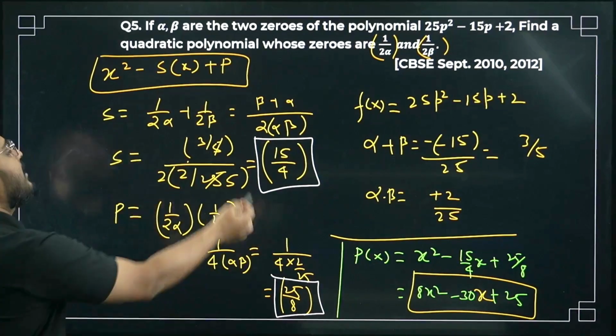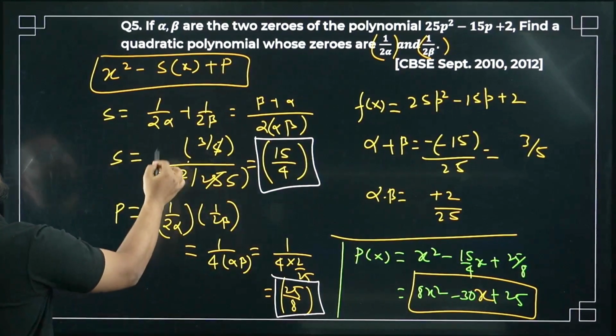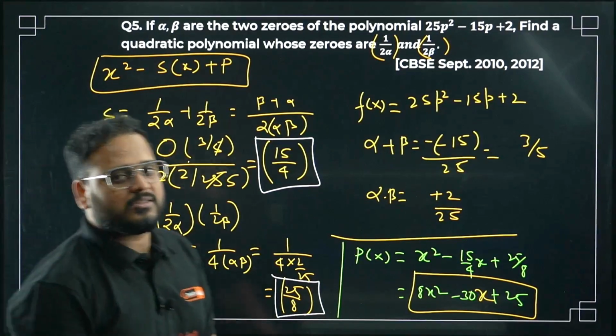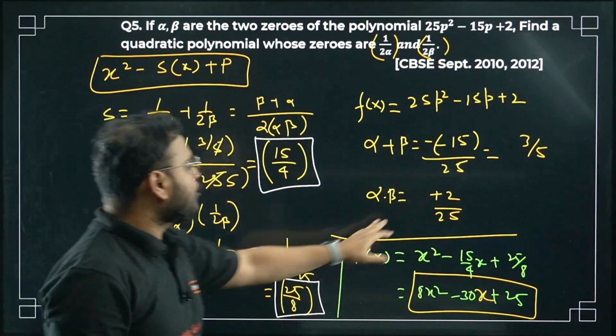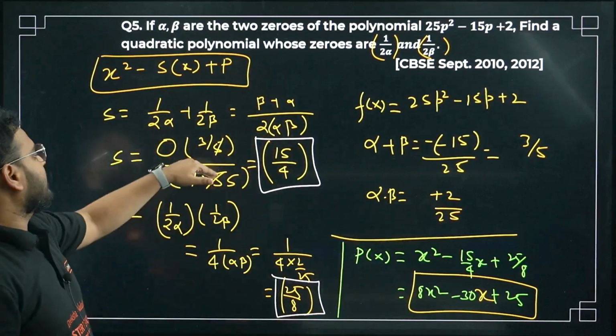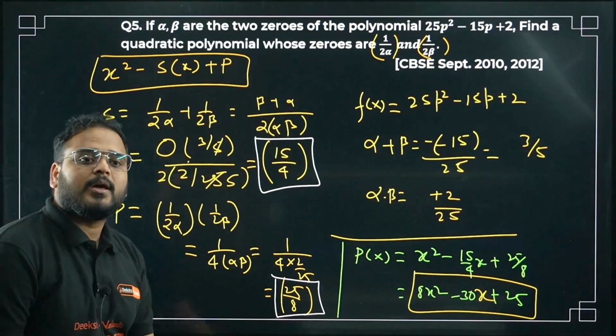There was a mistake here. I just kept this 2 over here, that's why it cancelled and gave me the wrong answer. It should be coming down, right? 2 alpha beta is there, that's why 2 into 2, so 4 by 25. Cancel this, 15 by 4 you'll get. Okay. Question number 5 is done.